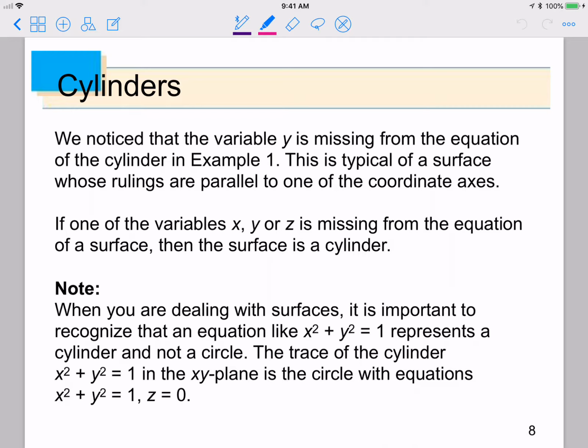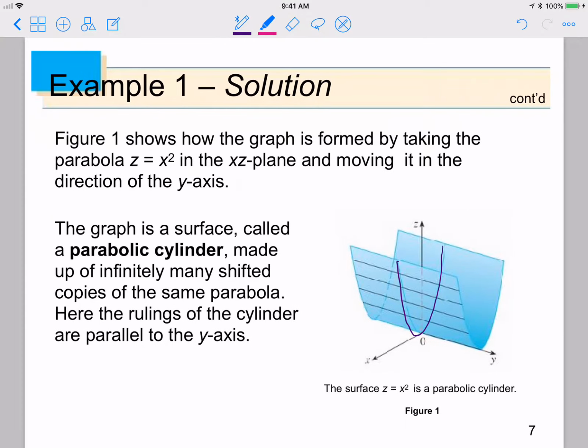Now this is very key. Just like here, when we had z equals x squared, we had a cylinder, and it was based off of this idea here: if we had x and this is z, then we know from 2D space we would sketch this parabola as z equals x squared.